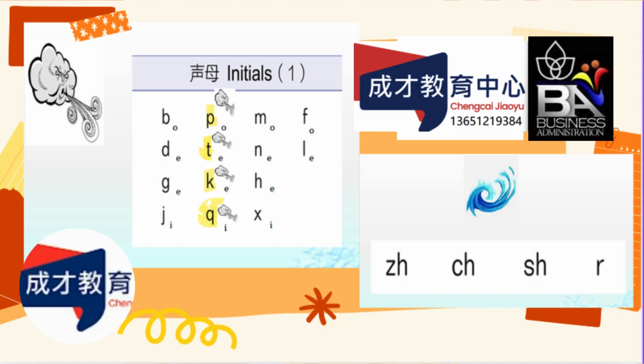Seven. When we pronounce J and Q, like in Indonesian, we pronounce as G, but Q, we pronounce with the air coming out from our mouth. Okay, now let's go to the next table.